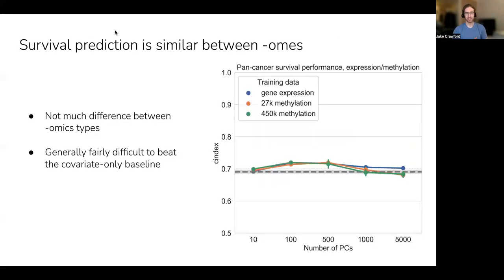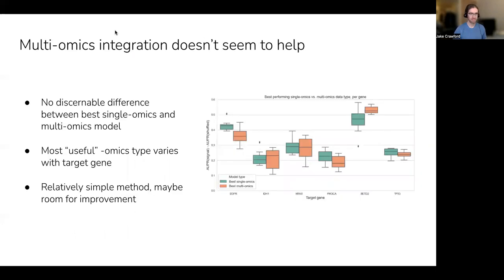We saw that survival prediction was similar between the omes. There's not much difference between omics types. And in general, it tends to be fairly difficult to beat a baseline that is just using age, mutation burden, and cancer type. So it's generally fairly difficult to beat that covariate-only baseline. And we saw that for this problem, for these 6 genes, multi-omics integration doesn't seem to help that much. There was no statistically discernible difference between the best single omics and multi-omics model for these genes.